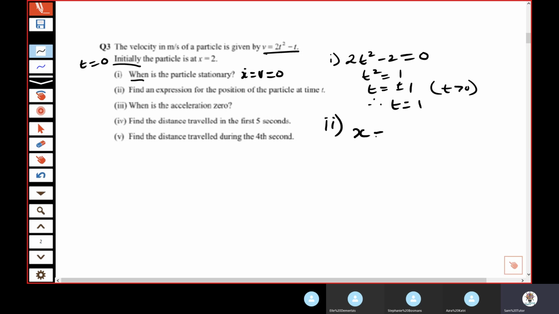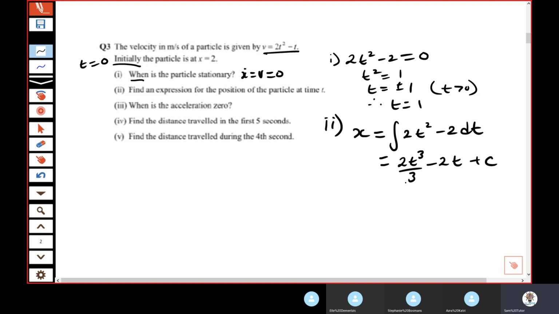If I want to find x, I'm going to integrate 2t squared minus 2, and of course, if it says t, you have to write dt. You'll only get t because you're dealing with time in your course. So the integral of 2t squared minus 2 dt: the integral of 2t squared is 2t cubed on 3, minus 2t, plus c.